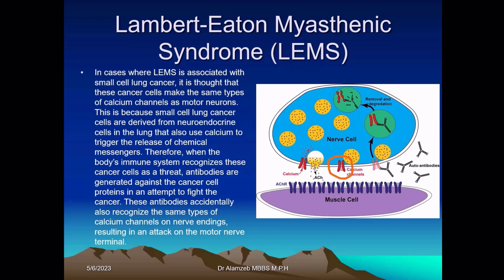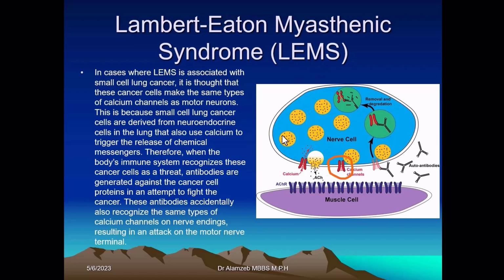The other disease is Lambert-Eaton myasthenic syndrome, LEMS. In this condition, calcium channels are destroyed. When an action potential arises here, the calcium cannot enter the neuronal end, and when there is no calcium, the acetylcholine vesicle cannot attach to the neuronal membrane and cannot release its acetylcholine. In this condition, the patient presents like myasthenia gravis.